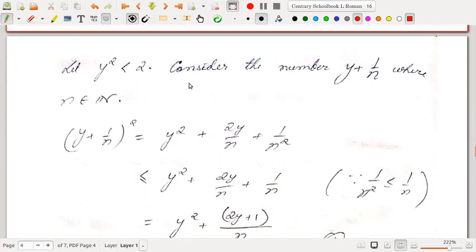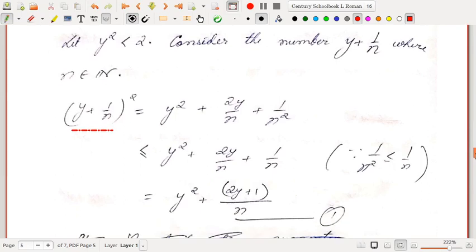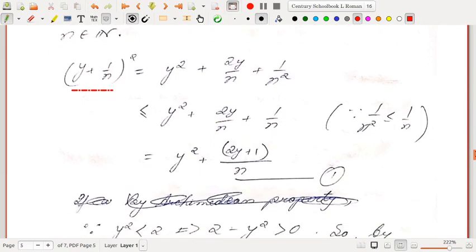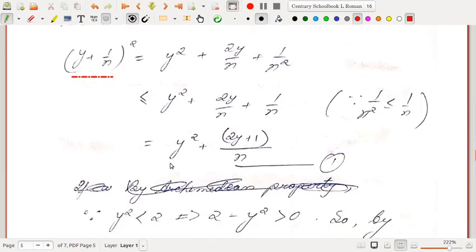If y squared is less than 2, then consider the number y plus 1 by n, where n belongs to the natural numbers. Then (y plus 1 by n) squared is y squared plus twice y by n plus 1 by n squared. This is less than or equal to y squared plus twice y by n plus 1 by n, because 1 by n squared is less than or equal to 1 by n. So this can be written as y squared plus (twice y plus 1) by n.